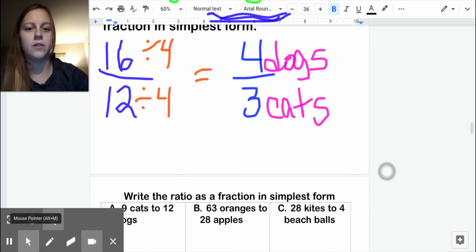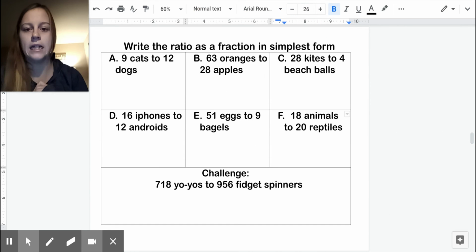Okay. Whatever table you sit at is a number I'd like you to try. If you finish early, go ahead and try that challenge down there. Pause the video while you work.